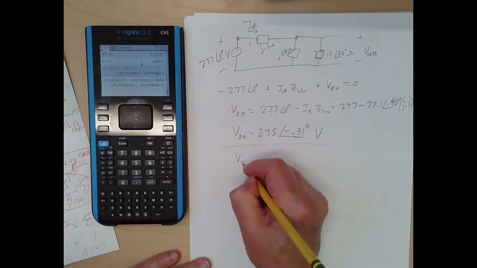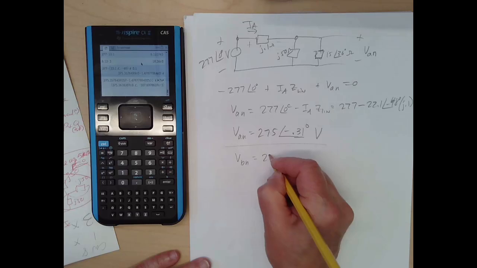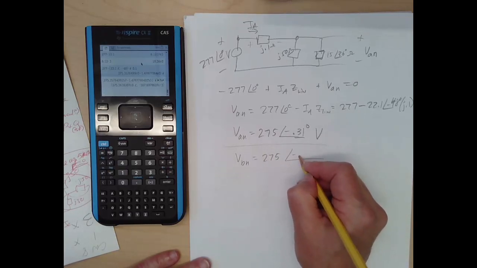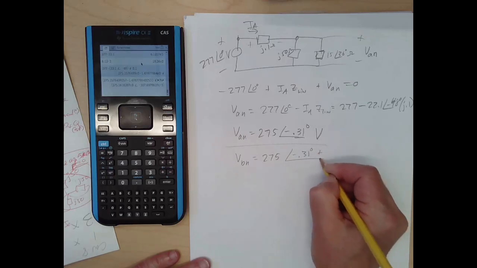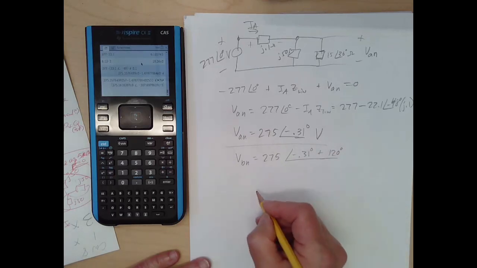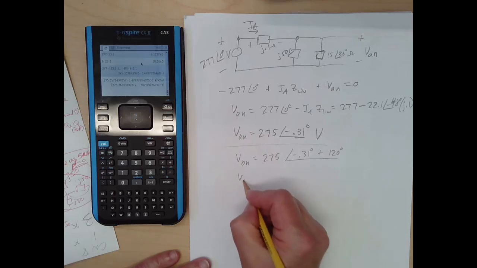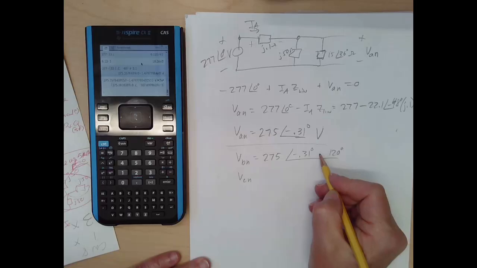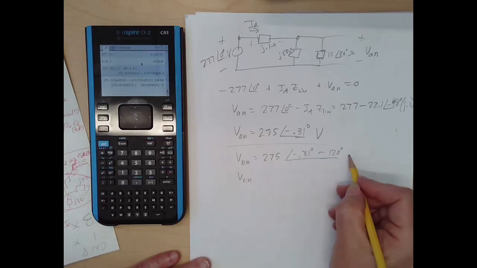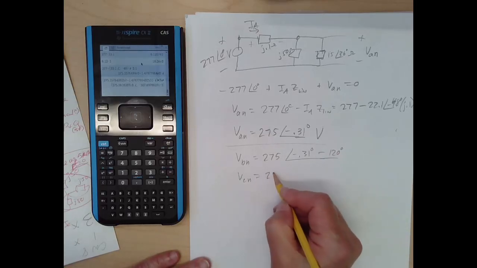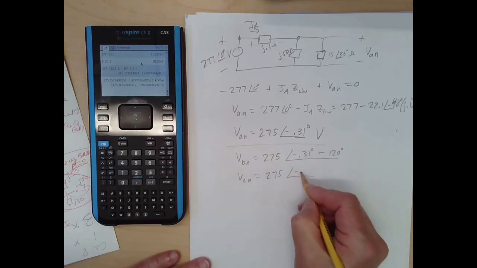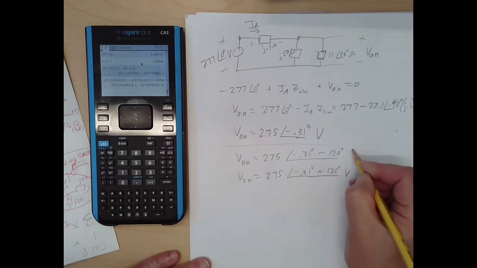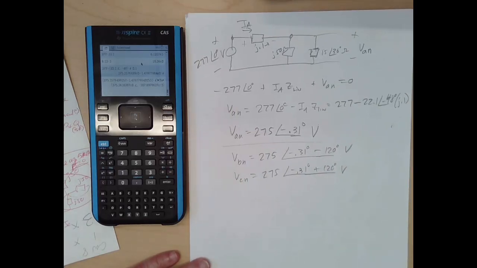What about VBN? Same size, magnitude-wise, but the angle is negative 0.31 degrees plus 120. All right, so very close to 120 in VCN. I'm sorry, VBN is minus, so negative 120.31, and then VCN is the one that's plus. Negative 0.31, A's angle plus 120 degrees. Everything's volts.